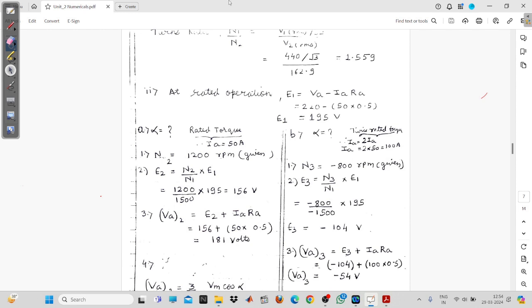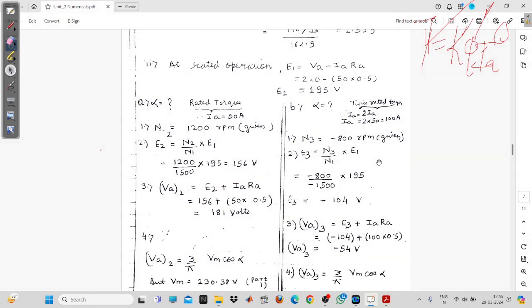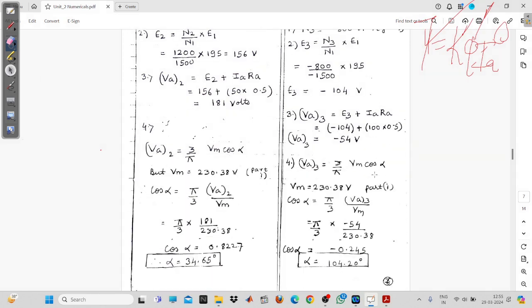Now similarly for the braking one, but here the torque is doubled. When the torque is doubled, T equals K phi into IA. This is the separately excited one, so K phi is constant. It means that the motor current is doubled. So IA will be equal to 2 into 50, that is 100 ampere. In this way, you can find the firing angle for the braking operation. This is all about the three-phase fully controlled rectifier. Thanks a lot.